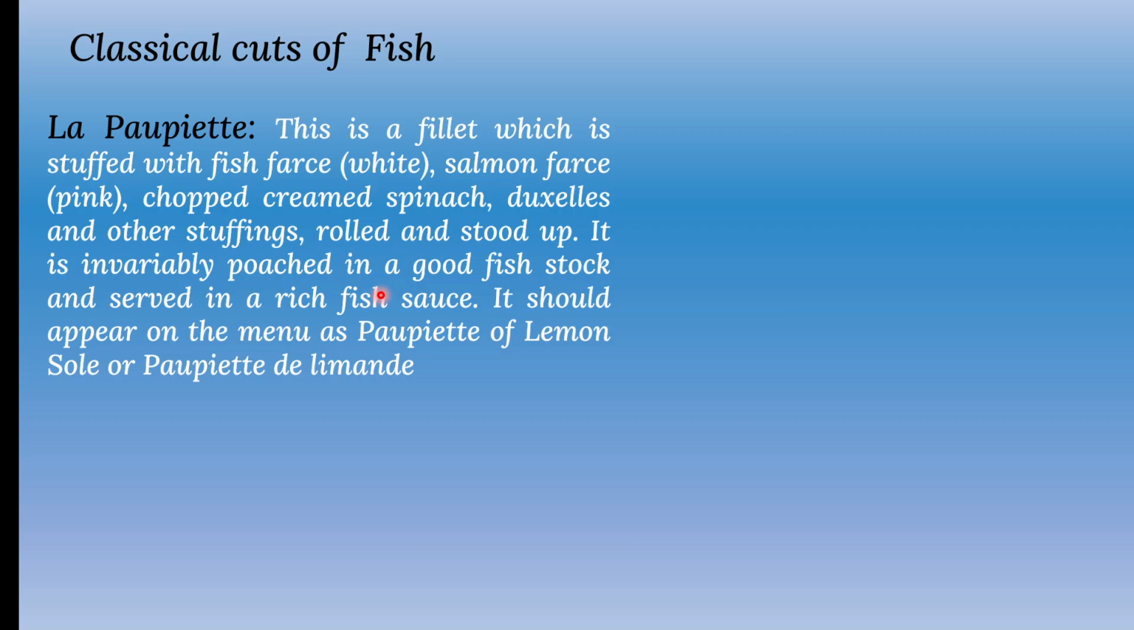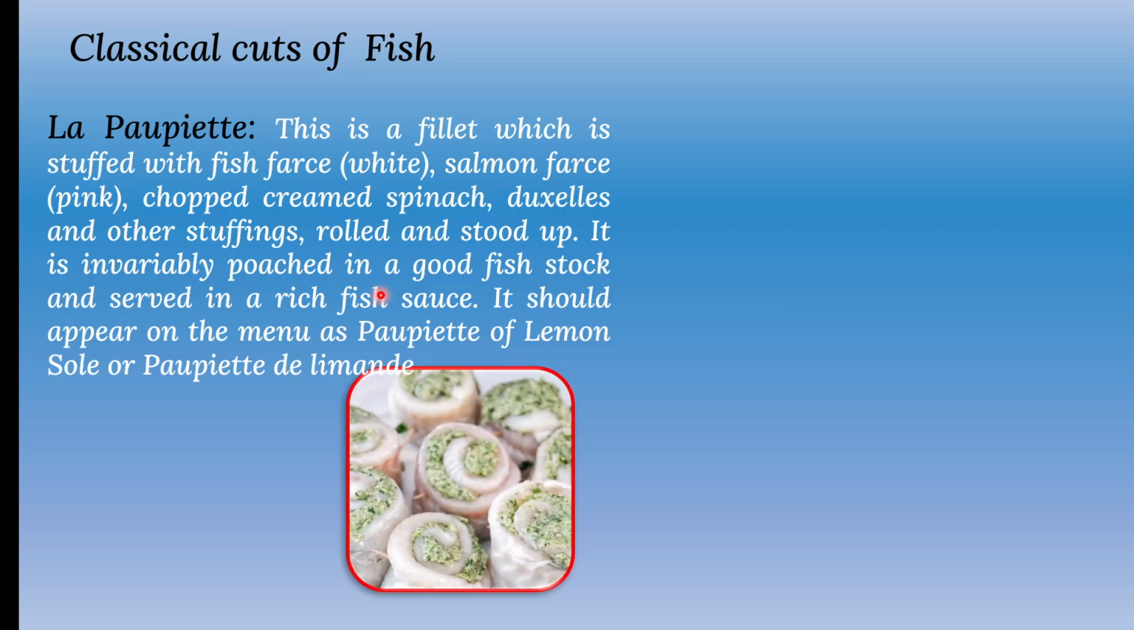Now the next cut is la paupiette. The image is like this. What is la paupiette? This is a fillet of fish which is stuffed with some fish forcemeat, white, or salmon forcemeat, that is pink, and other stuffings, rolled and tied up. It is invariably poached in a good fish stock and served in a rich fish sauce. It should appear on the menu as paupiette of lemon sole, or paupiette de limande.